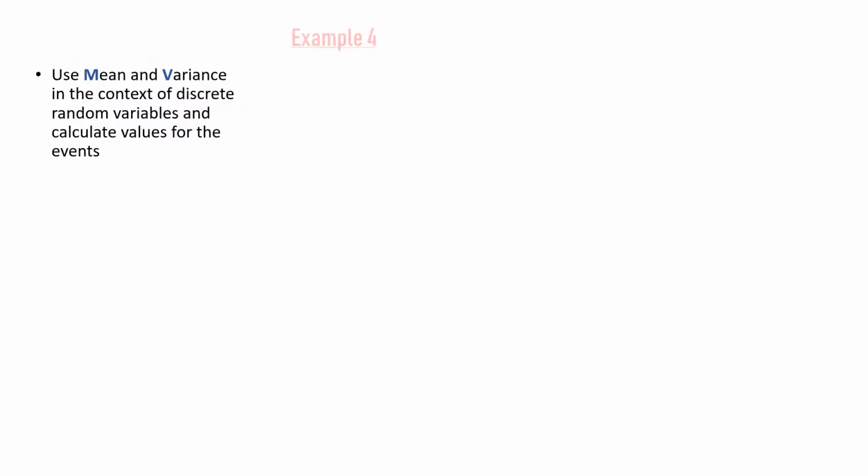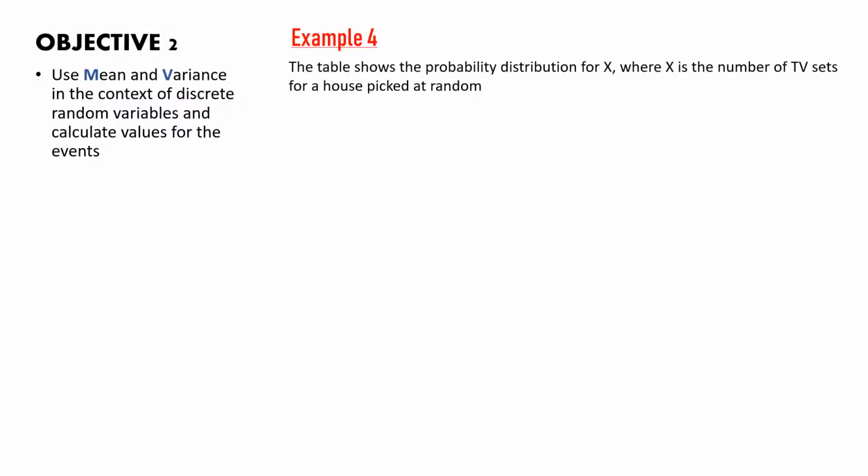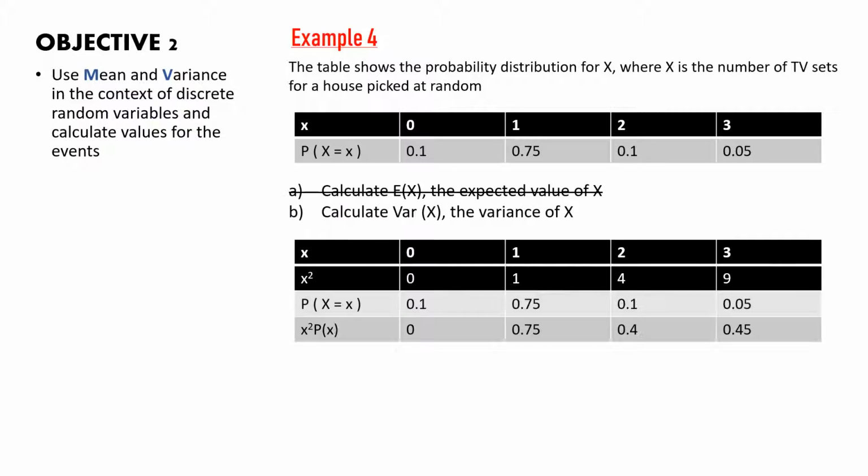If I do the same for variance, we need another row. So it's the probability of x squared, so x squared times p of x. You might want to do another row that's x squared. So take your x value and square it, and then multiply it by the p of x. And if I do that, I will get this row.